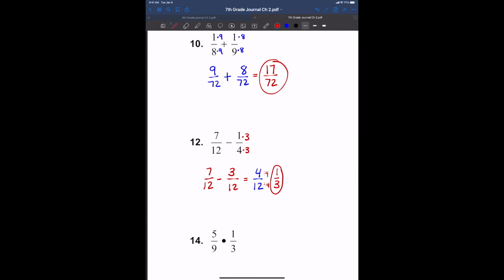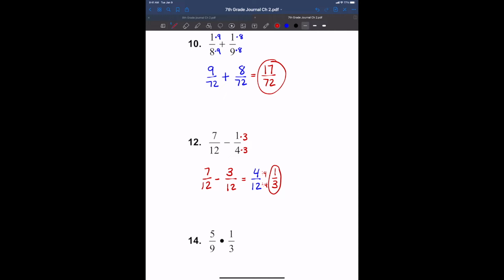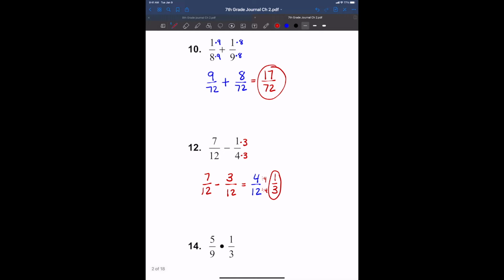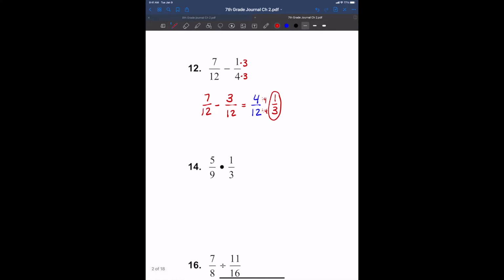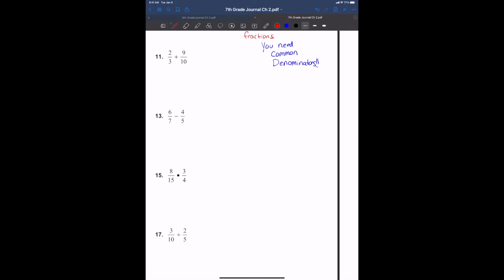Any questions on 10 and 12? How do you add? How do you subtract? Do you need a common denominator? Okay, now come on over here back to the blank area. We're going to take another note.